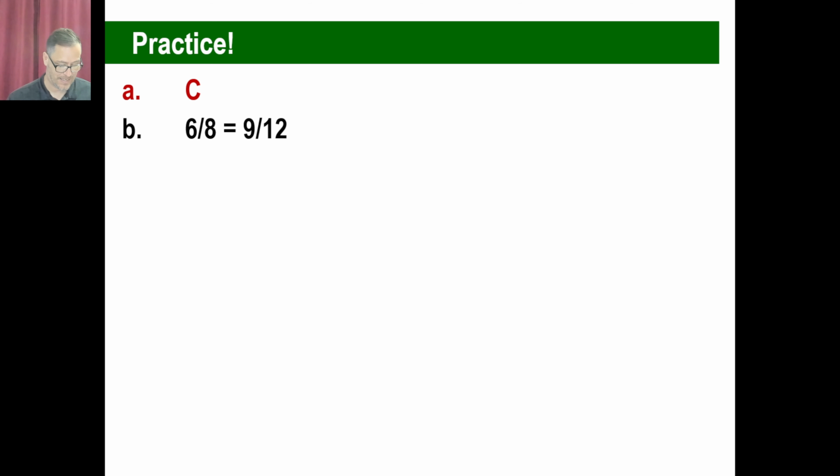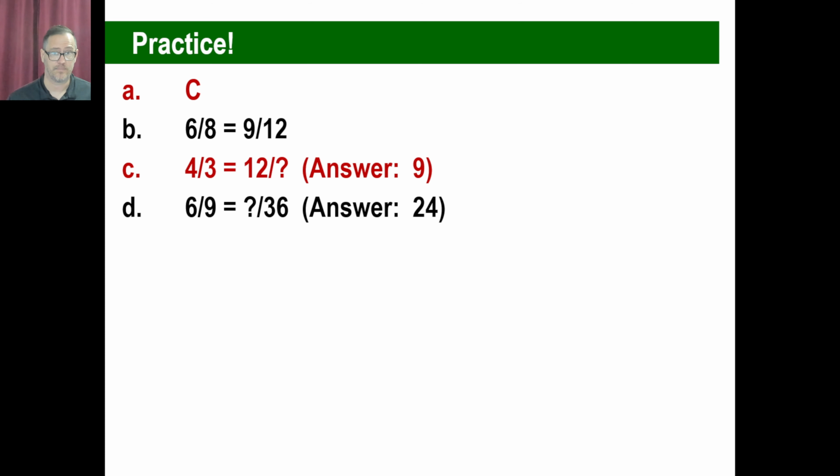C, 4 is to 3 is 12 is to what? The answer is 9. That's all there is to it. And you could put a letter in there like A or B or Q, or whatever you want. D, 6 is to 9 is what to 36? That's going to be 24. What you should have done is like this. 6 is to 9 as, I'll call it A, to 36. You should go 9 times what is 36? 4. So 6 times 4, 24. There you go.